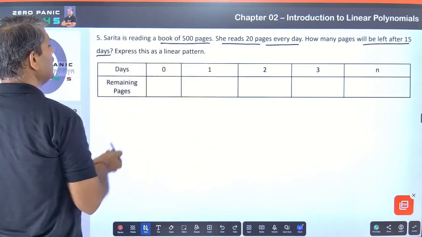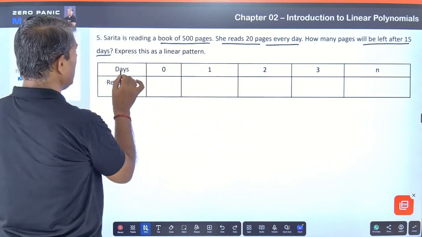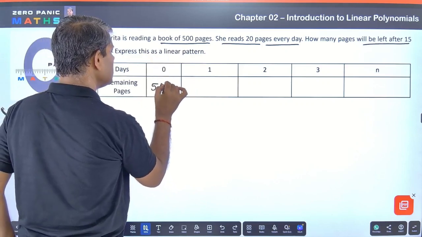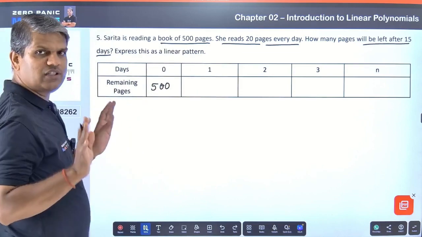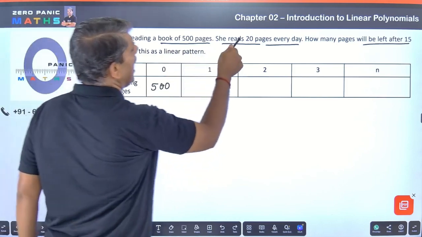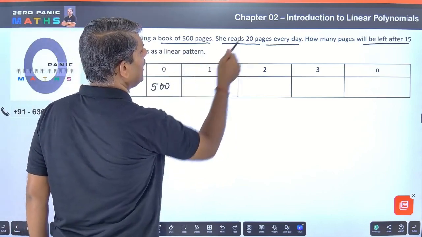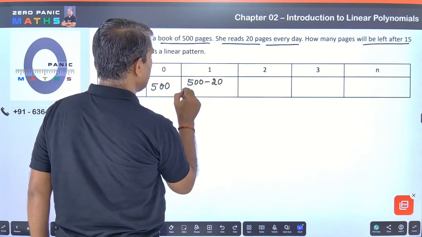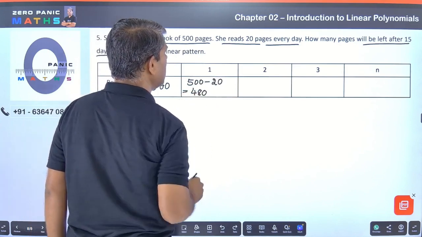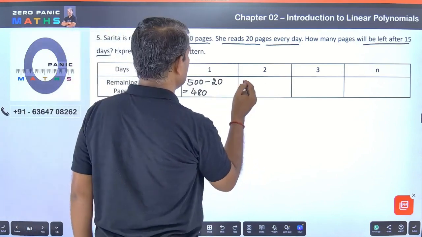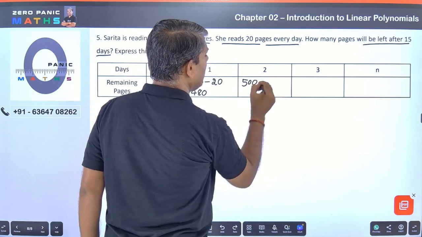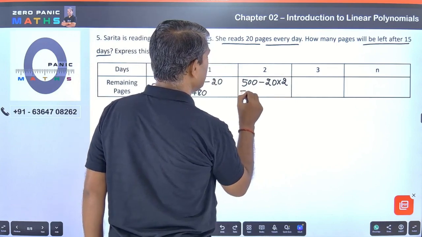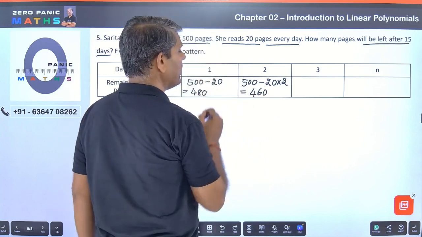Now let us first try representing it in a table. Days in the first row, the 0th row, when she started, how many pages will be remaining? 500 pages, because she has not yet started reading it. After day 1, because every day she is reading 20 pages, I can say 500 minus 20, and that is 480. Correct? The linear pattern here is 20n. After the second day it is 20 multiplied by 2, because 40 pages she will be reading, and 460 is the pages remaining.